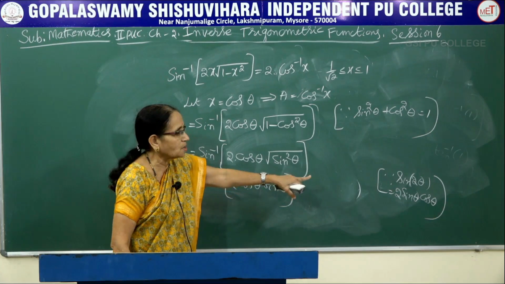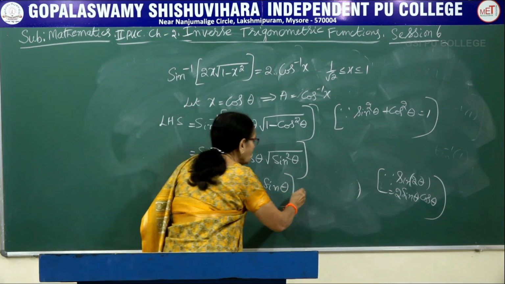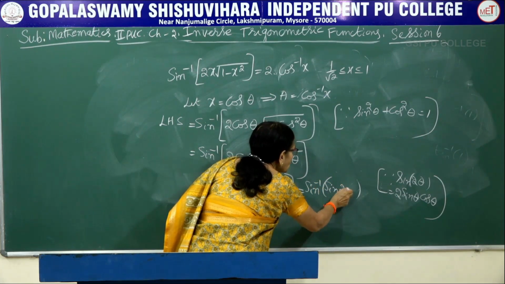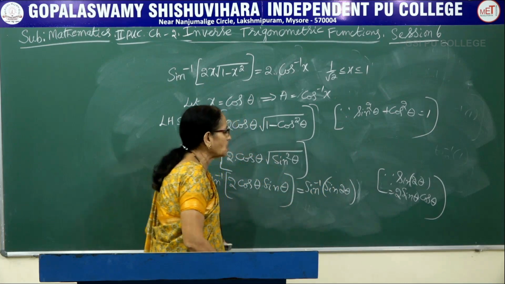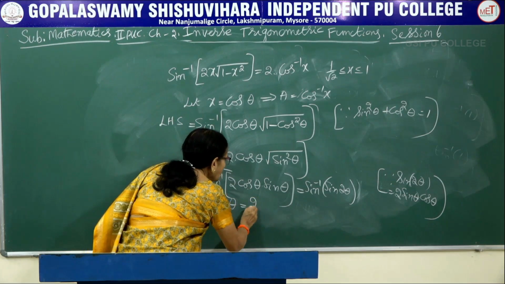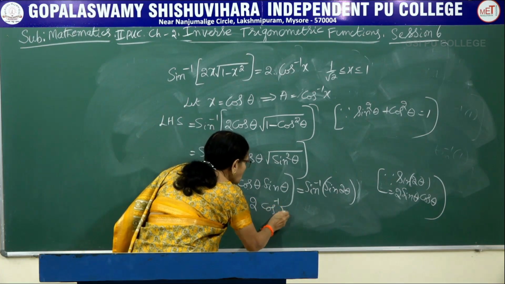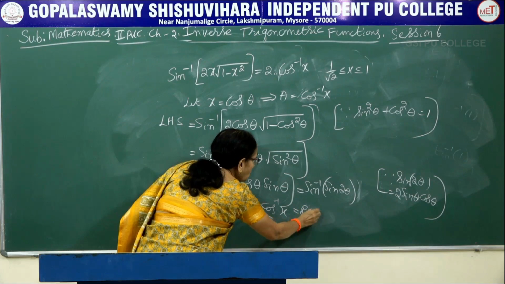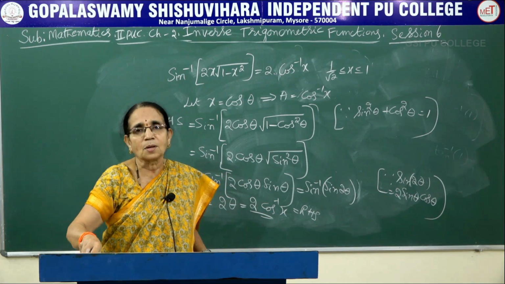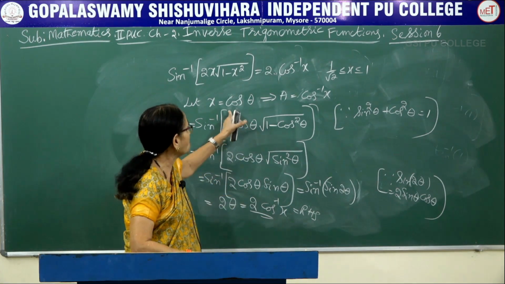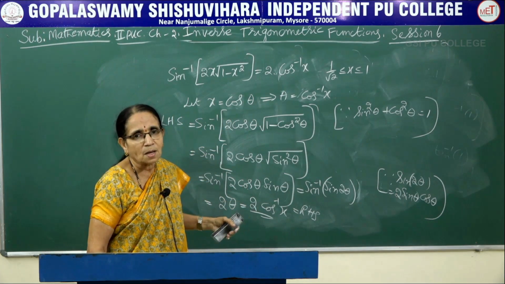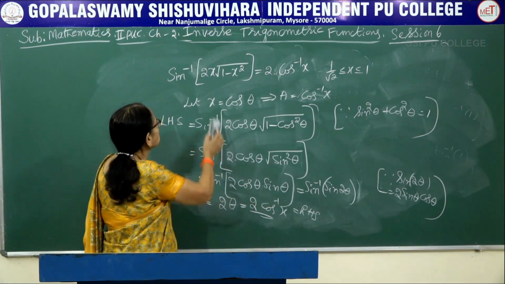So 2 sine theta cos theta, using the multiple angle formula, is again equal to sine inverse of sine of 2 theta. So same result you can quote here also. Sine inverse of sine 2 theta is 2 theta, which is nothing but 2 cos inverse x. In the previous problem we had sine inverse x because we had to show that it is equal to 2 sine inverse x, so I had taken the substitution x equal to sine theta. Here I have taken x is equal to cos theta. So finally we arrive at the result 2 into cos inverse of x.